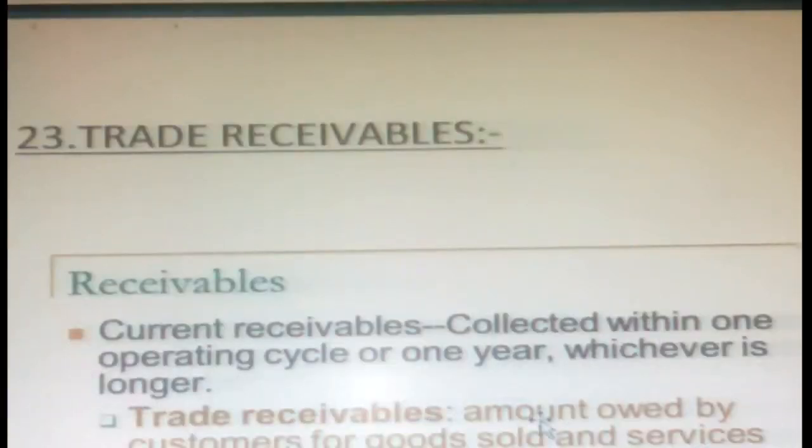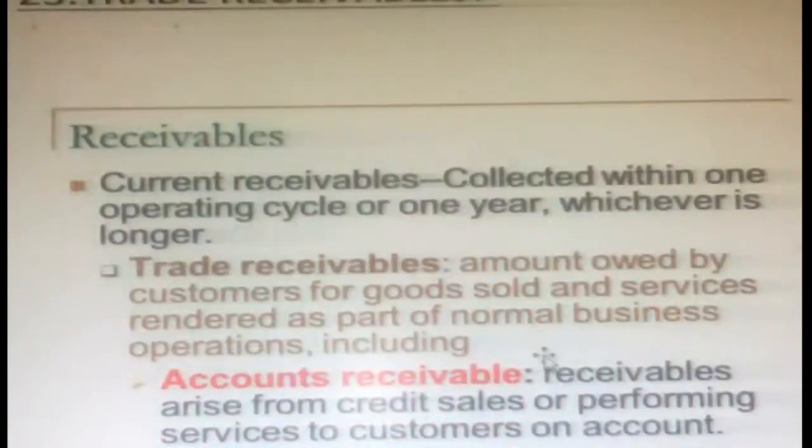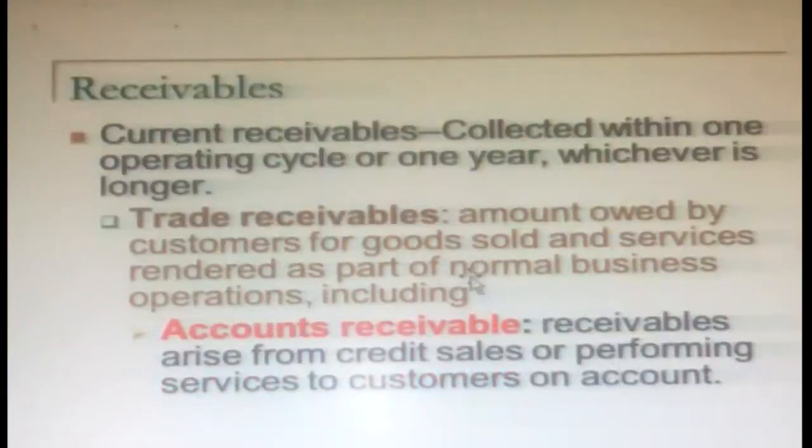Then the trade receivables, one of the very, very important terms. What is the meaning of trade receivables? Current receivables collected within one operating cycle or 1 year, maybe 12 months, whichever is longer. Trade receivables are the amounts owed by customers for goods sold and services rendered as part of normal business operations, including accounts receivable. We sell goods on credit, correct? So the customer will pay us money later on. Collectively, all the customers' dues are called receivables. It is a current asset, coming under current assets.